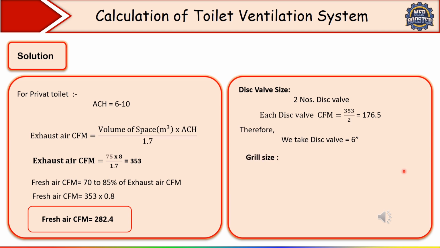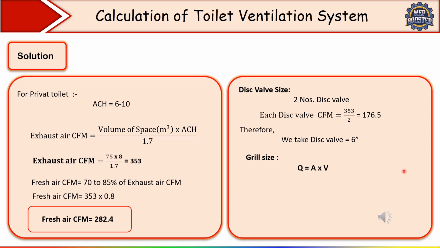Okay, now same thing, suppose you want to do the grill size. For what purpose? Suppose indoors you want to place the grill to supply fresh air, to intake fresh air from outside to inside the toilet. So how to do the grill size? We have a formula, Q is equal to A into V. With the help of this formula we can easily get the size.